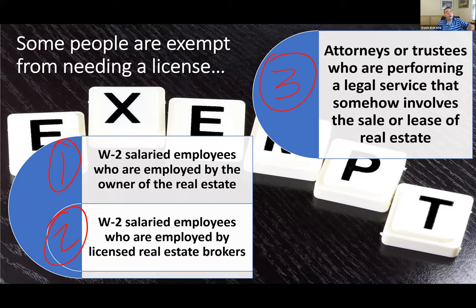That's exactly right. Now, here's the difference, though. Could Jonas go out and show other properties not owned by MI Homes to anybody? No. Because he would be operating outside of that exemption there. Does that make sense to everybody? So basically, he would be limited to only showing the property that was owned by his employer. Does that make sense for everybody?